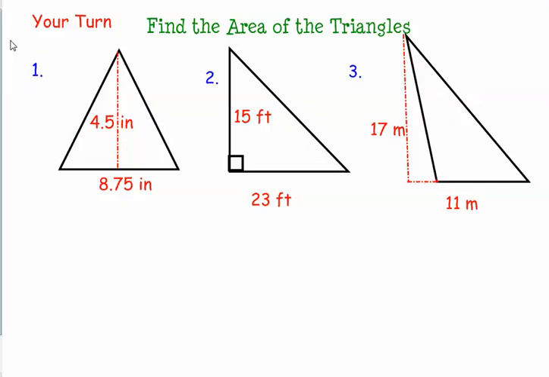So let's look at this first one. All right, so we're getting into decimals here, but don't worry about it. Still, it's base times height, so I'm going to write that 8.75 times 4.5, and then I'm going to divide by 2. I'm going to get my calculator just like you will. 8.75 times 4.5, make sure you hit equals, and then divide by 2.